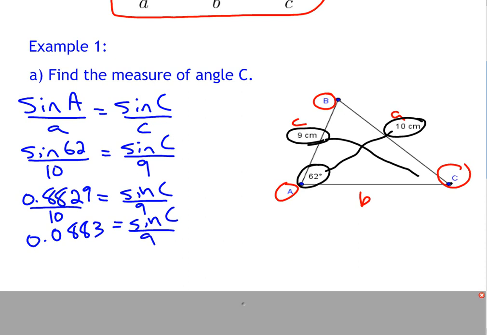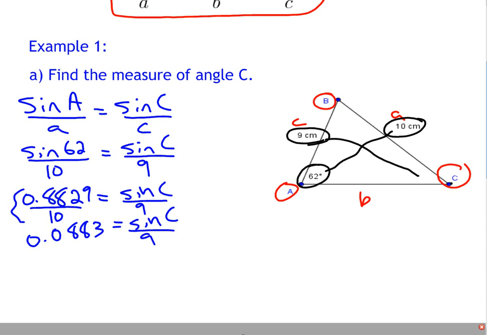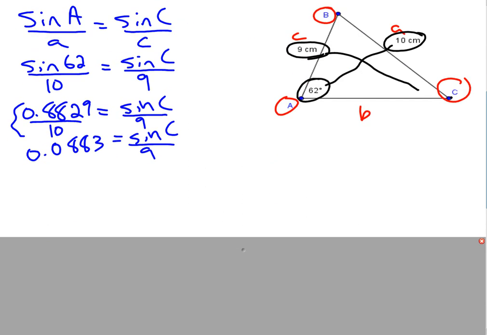So the only thing I did in that step was do the division here on the left side to get this. So we're getting close. Remember, our goal is to find C. Right now, the sine of C is being divided by 9. We want to get C all by itself, so we need to undo this division by 9. How do we undo a division by 9? Well, we do the inverse operation, which is multiplication by 9.